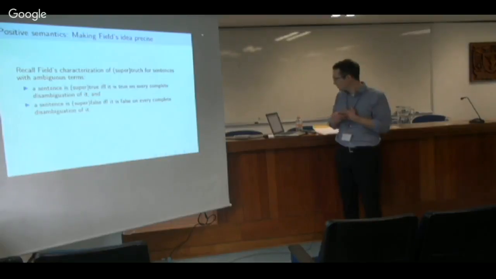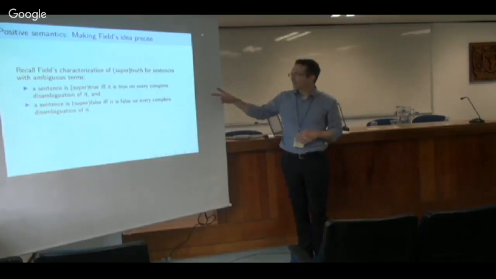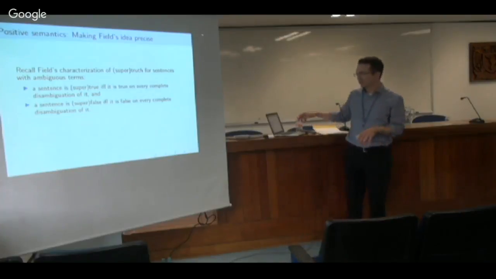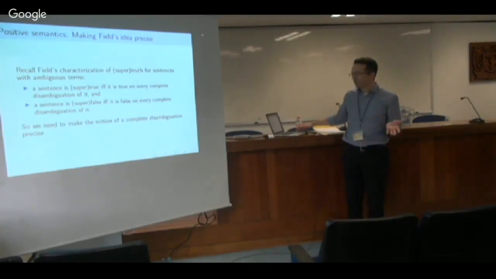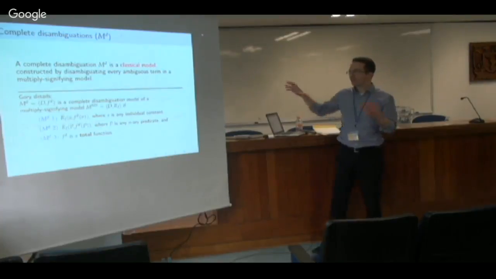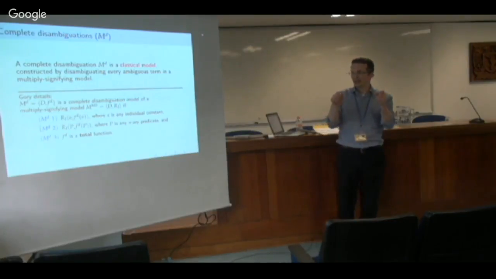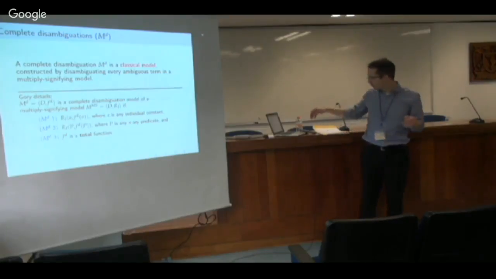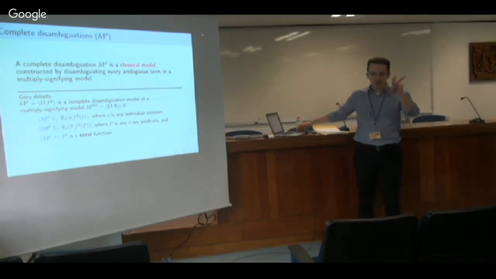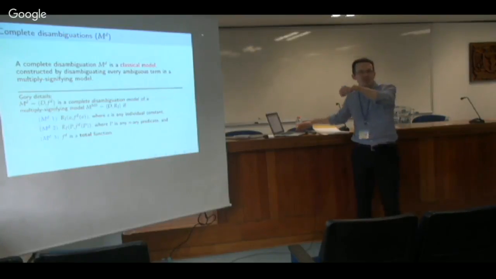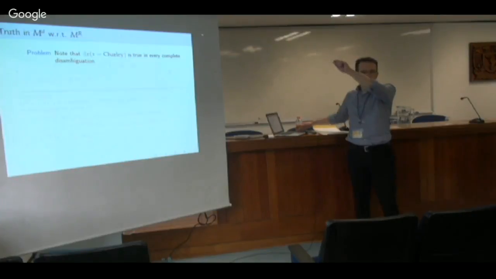Okay, so let's talk about making Field's idea precise. He says, a sentence is super true, just to remind you, if it's true on every complete disambiguation, and super false if it's false on every complete disambiguation. So we need to make the notion of a complete disambiguation precise. A complete disambiguation is a classical model that we create by disambiguating every ambiguous term in the multi-signifying model. So right, in the case of Fred, there will be two complete disambiguations. One where every instance of the name Charlie gets assigned to Ant A, and another disambiguation in which every instance of the name Charlie gets assigned to Ant B.